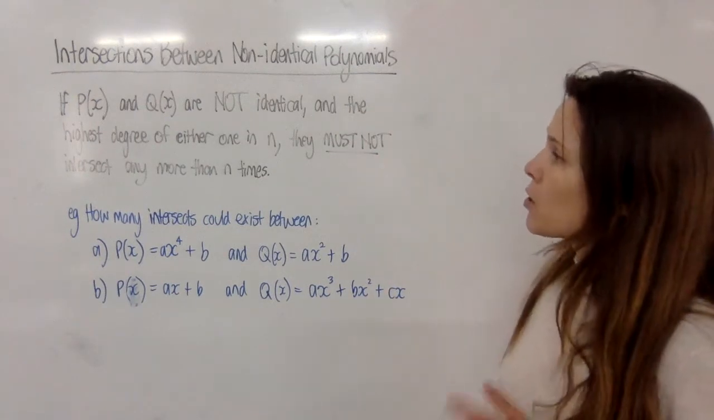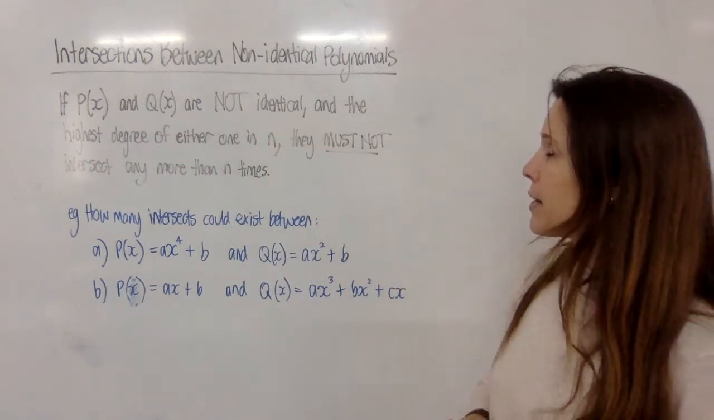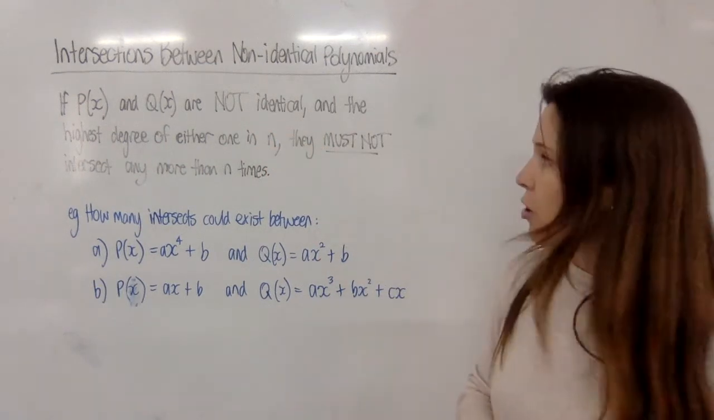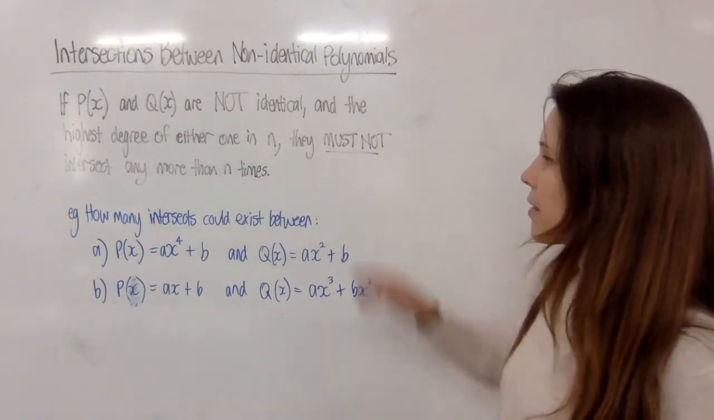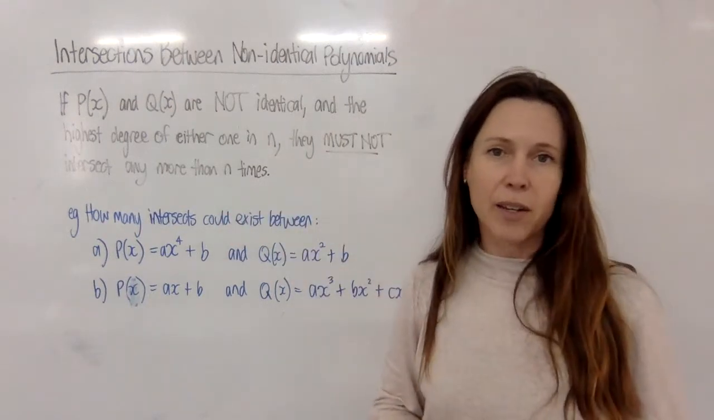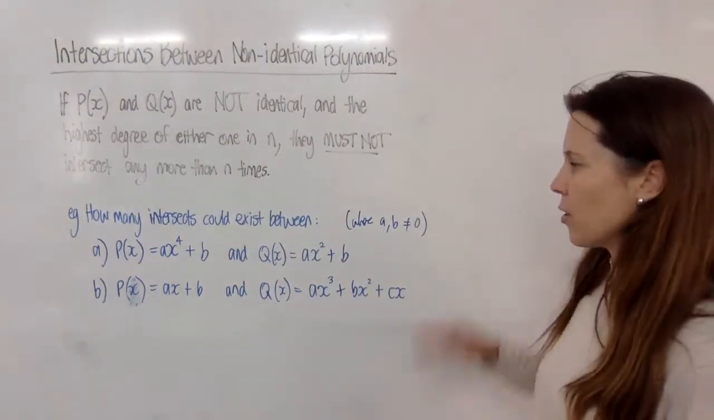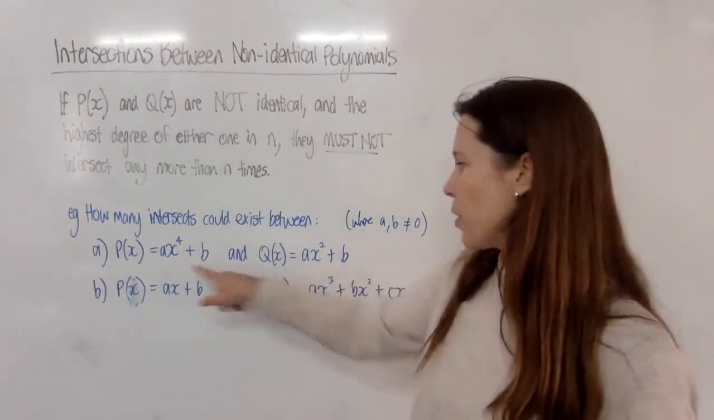So if we say that P of X and Q of X are not identical, and the highest degree of either one of them is n, then we can reason that they mustn't be intersecting any more than n times. So in this question, we need to think about how many intersections could possibly exist between two polynomials.